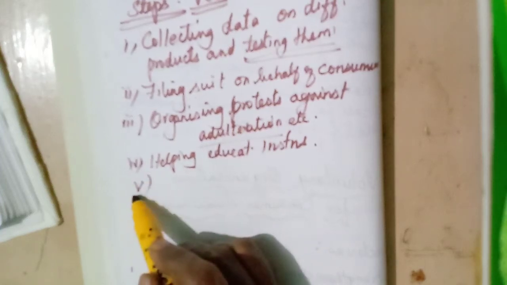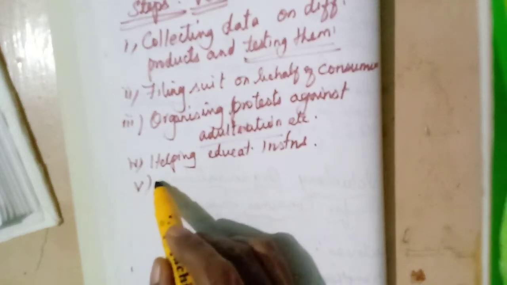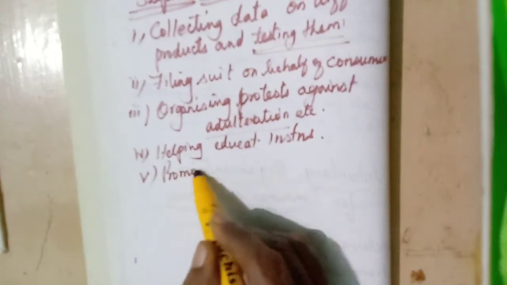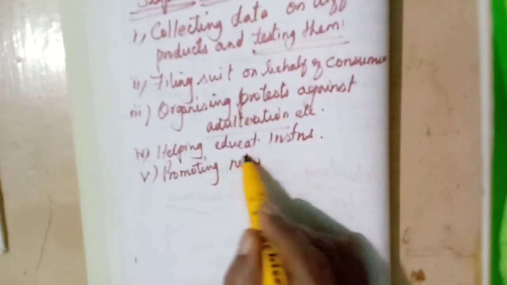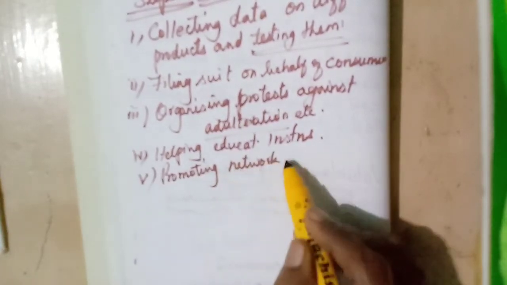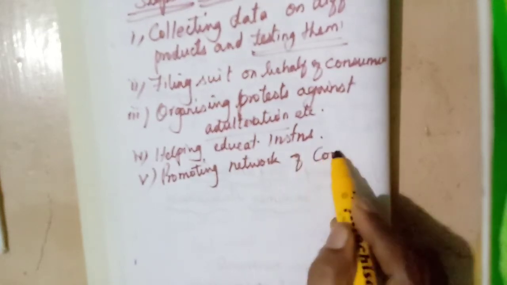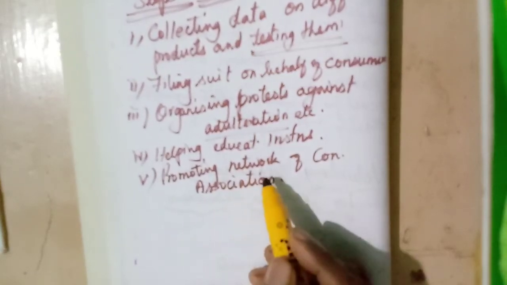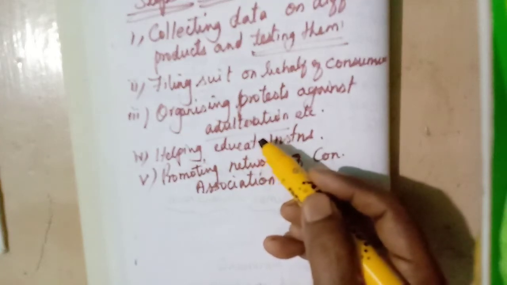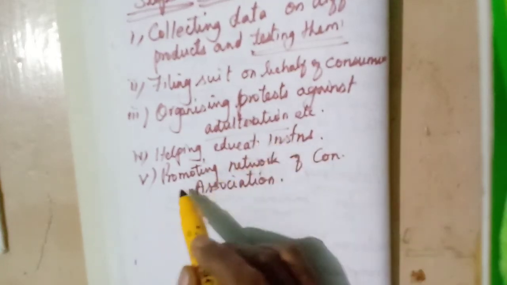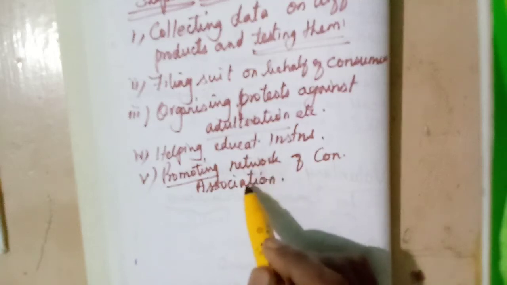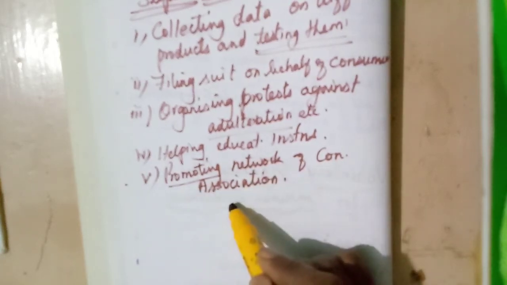Then they are promoting a network of consumer associations. Nowadays, they are not satisfied with very few voluntary organizations, so they want to increase the network of consumer associations. Nowadays there are many consumer organizations.